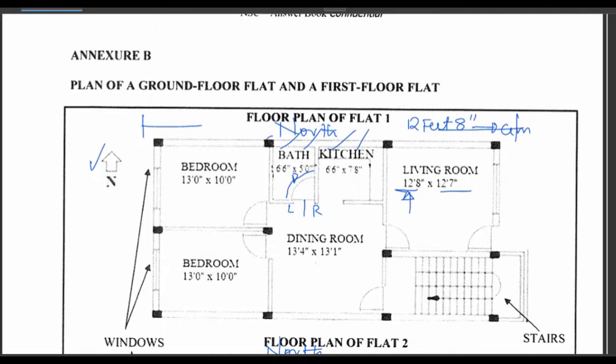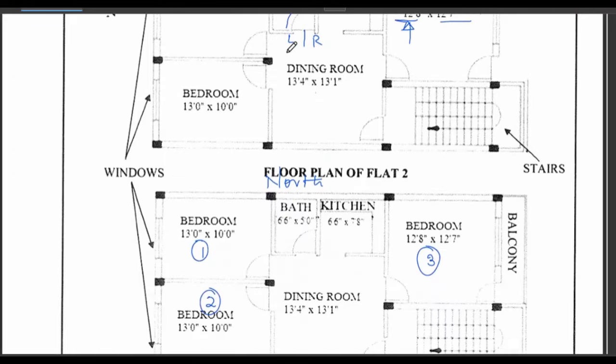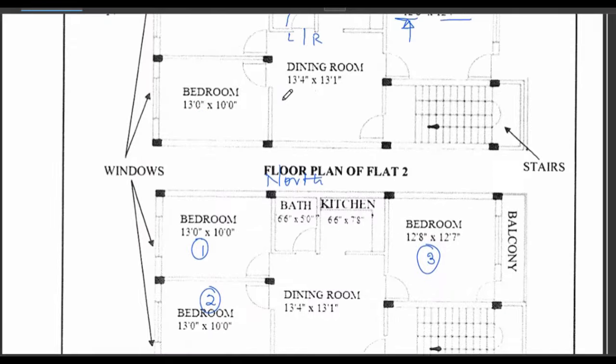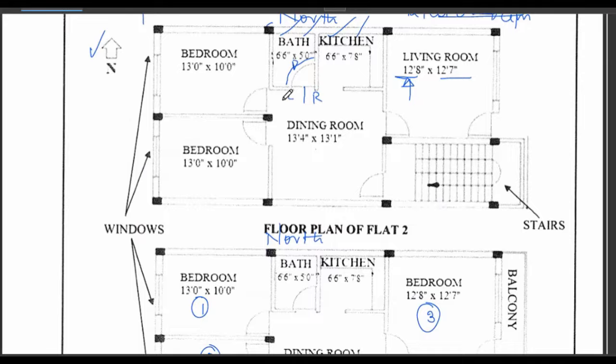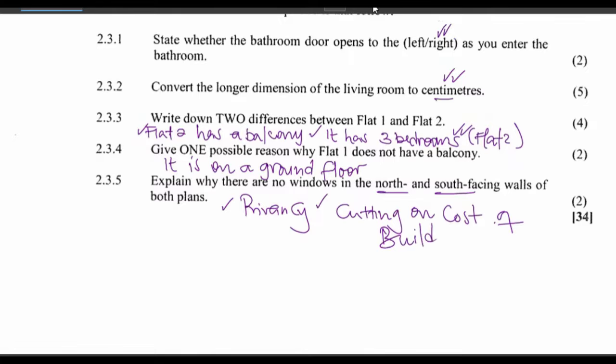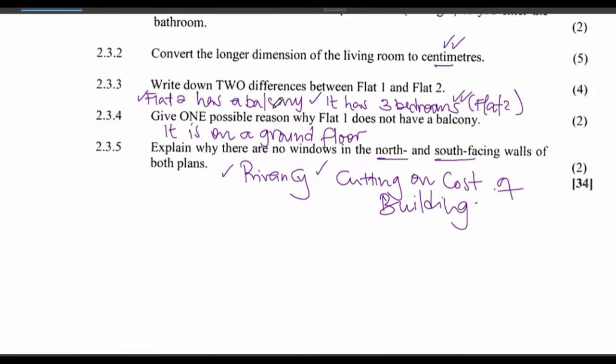One, it could have been for privacy. That's reason number 1. Number 2, it could have been cutting down on costs of building. So 1, for privacy. Number 2, cutting down on costs of building. All right, there we go.